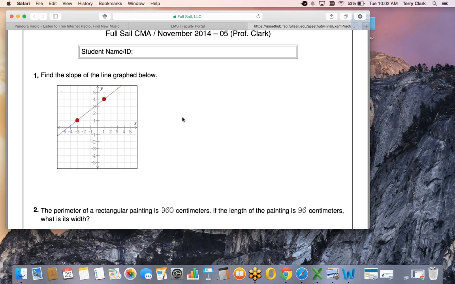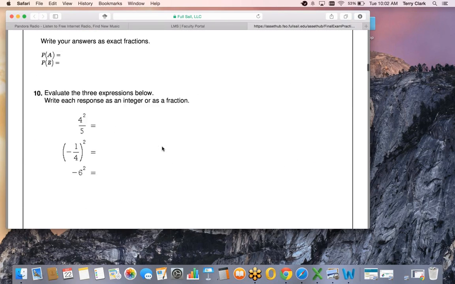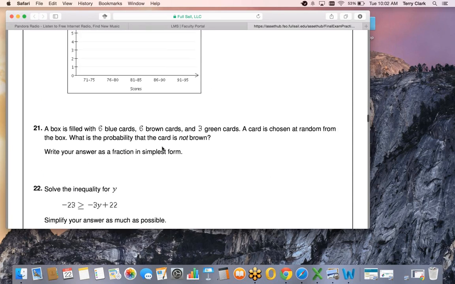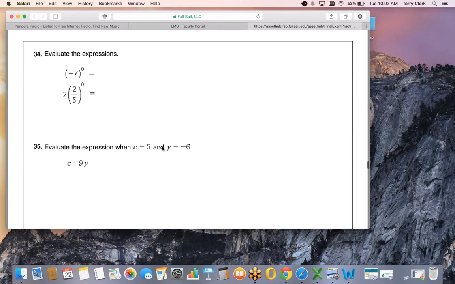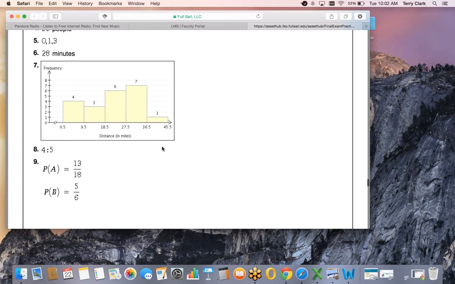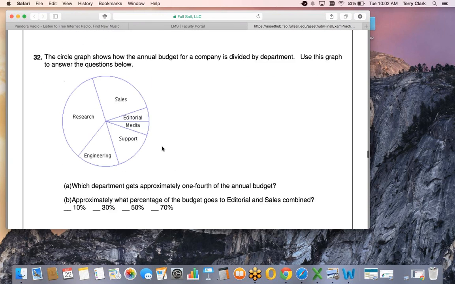Now, for problem 1 here, I'm going to show you something else before we get started. We'll go way down to the back here, and there are the answers. So the answers are going to be right there for us.